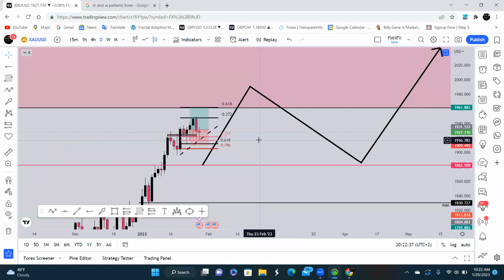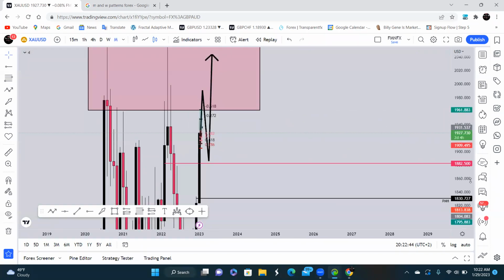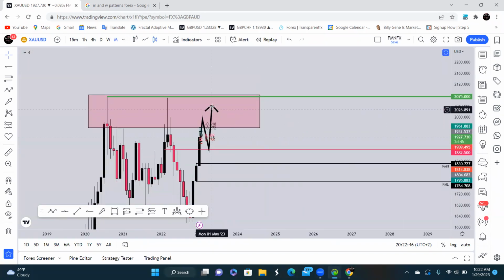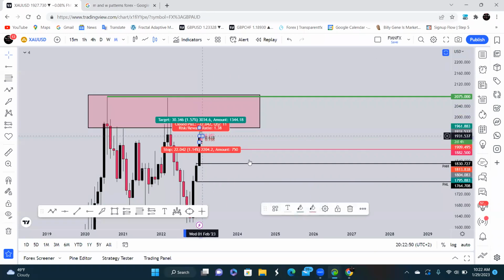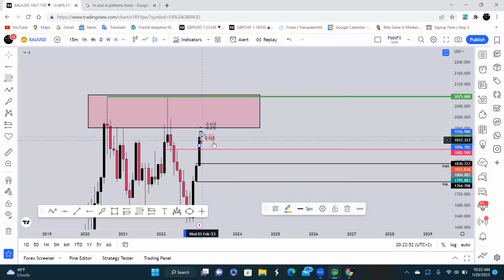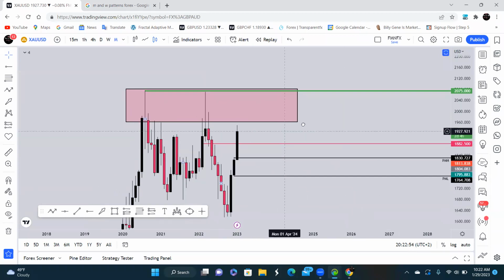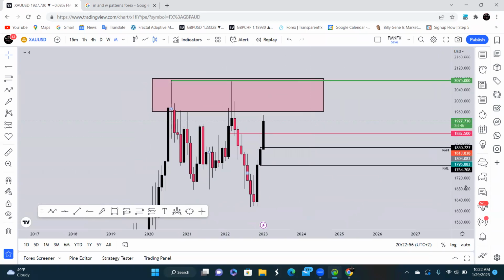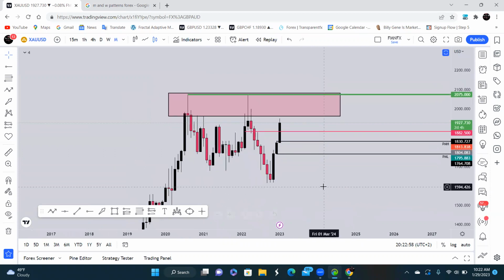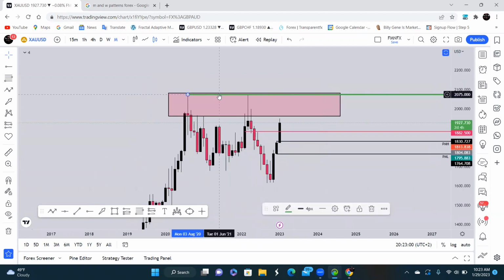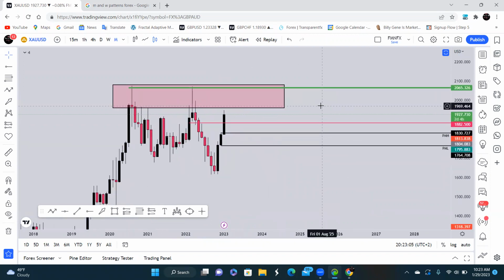Okay, so the overall move for gold, looking to come up in this area. Let me show you why. So gold, I'm targeting, I want all the money. I'm targeting these wicks right here. We want all our money.